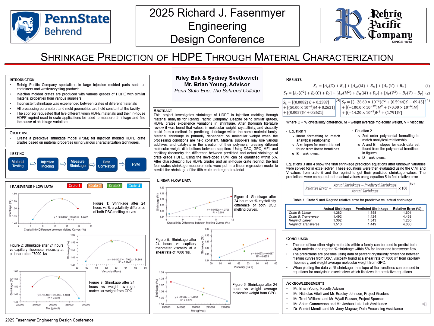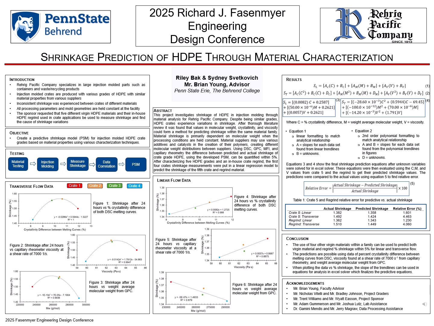within 5%. After collecting data, we found that percent difference between DSC melting curves, capillary viscosity at a shear rate of 7,000 reciprocal seconds, and weight average molecular weight correlate when plotted as percent shrinkage after 24 hours as a function of the data collected, with linear trend lines for linear shrinkage and polynomial trend lines for transverse shrinkage. We picked which data to use based on R-squared values found from the trend lines.